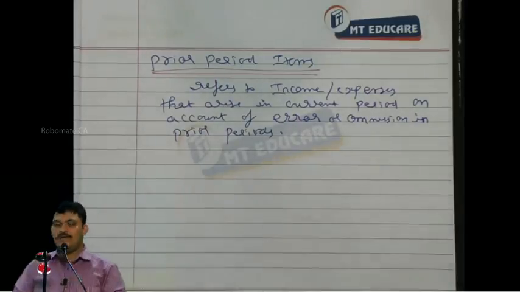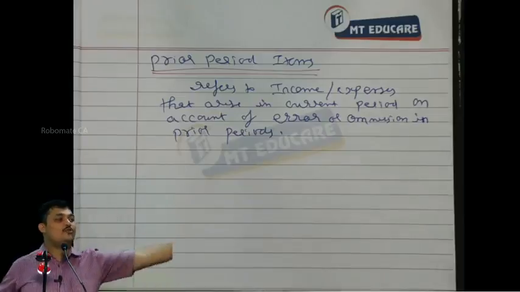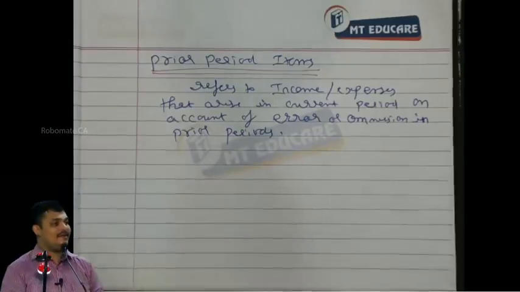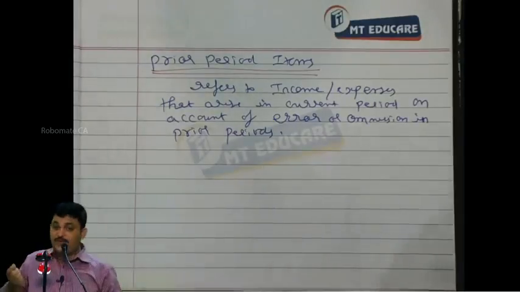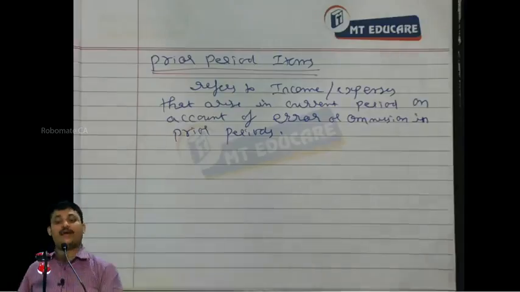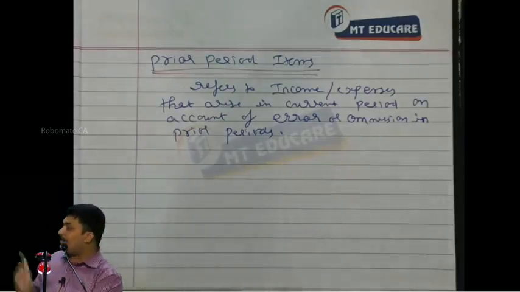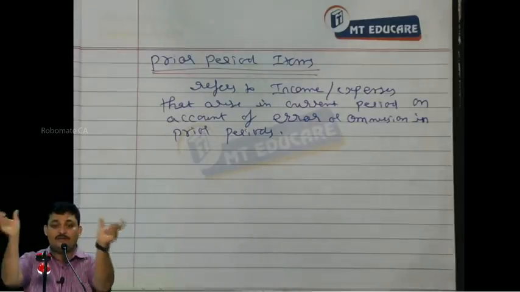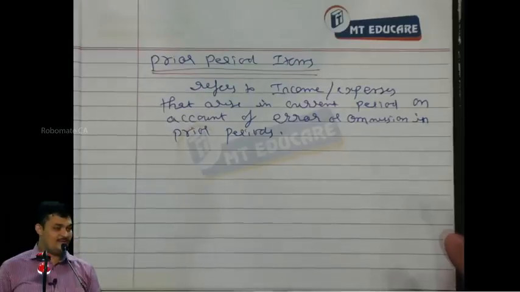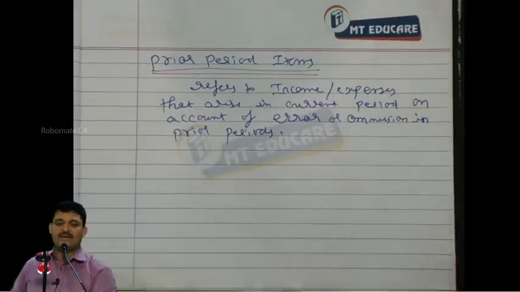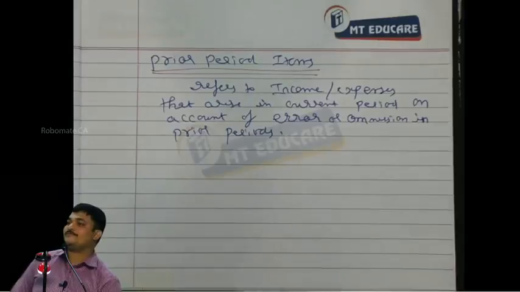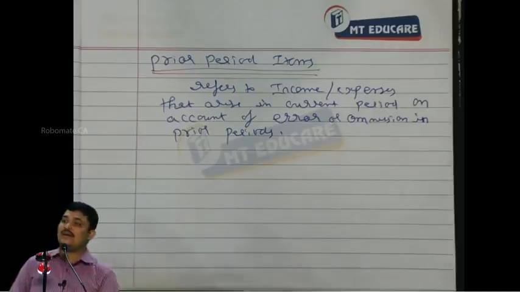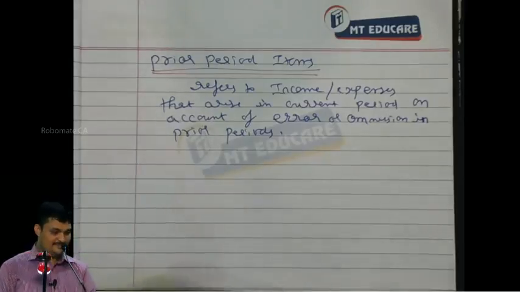Why I gave this example? Anything that relates to the previous year need not be a prior period item. So it has to be relating to the previous year, arising in the current year on account of error or omission in the previous year. The stress is given to the words: it is arising because of error or omission. Understood? Respond. We will be discussing the next item, called changes in accounting estimates.